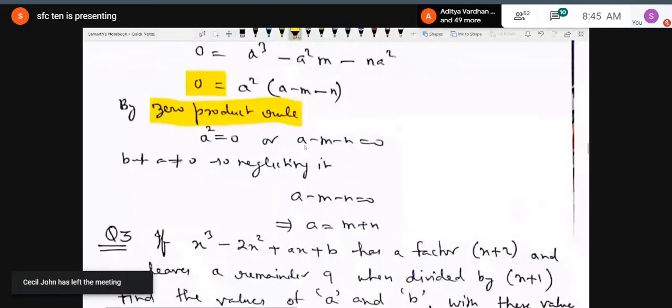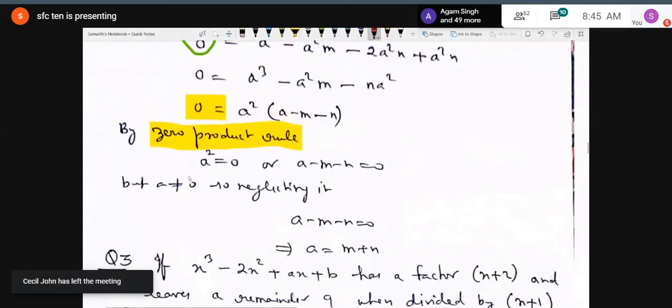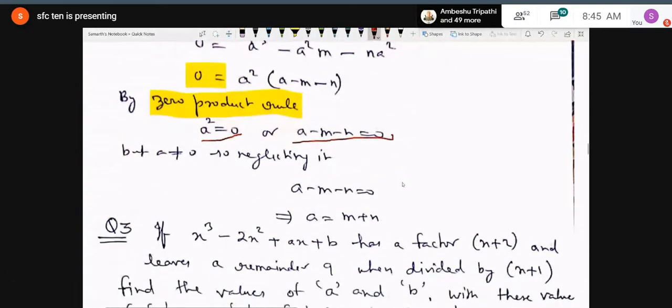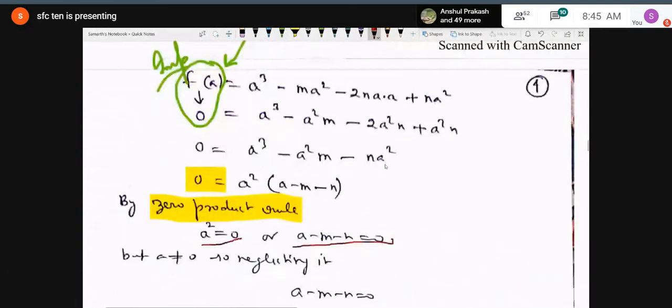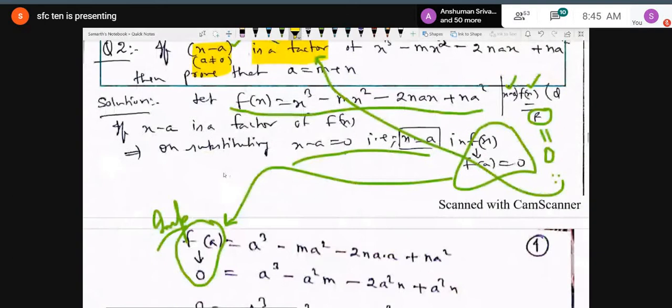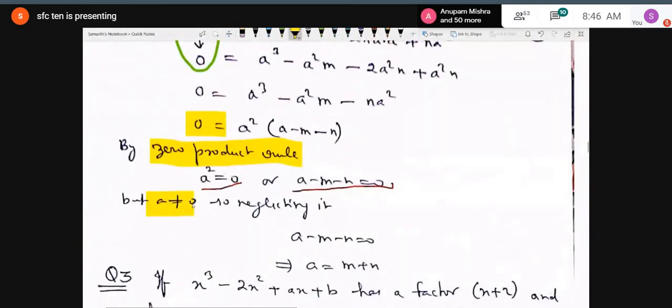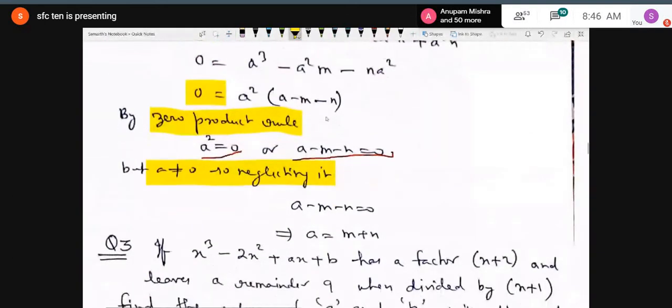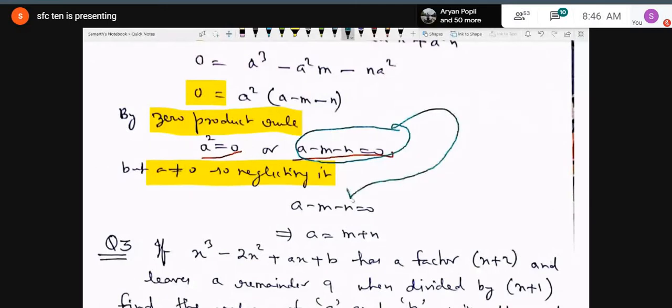And by the zero product rule, which I explained to you in the quadratic equation, a square is equal to 0 or a minus m minus n equal to 0. But in the question I have specified in the beginning only that a is not equal to 0. If you go through, I've written a is not equal to 0. So a square equal to 0, we will neglect it. And we will take the second value only, a minus m minus n equal to 0. That is a is equal to m plus n. And this is what we want to prove. Have you understood properly?